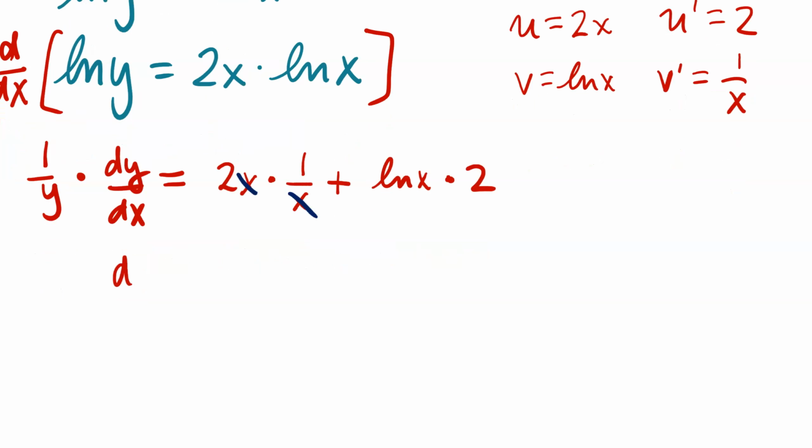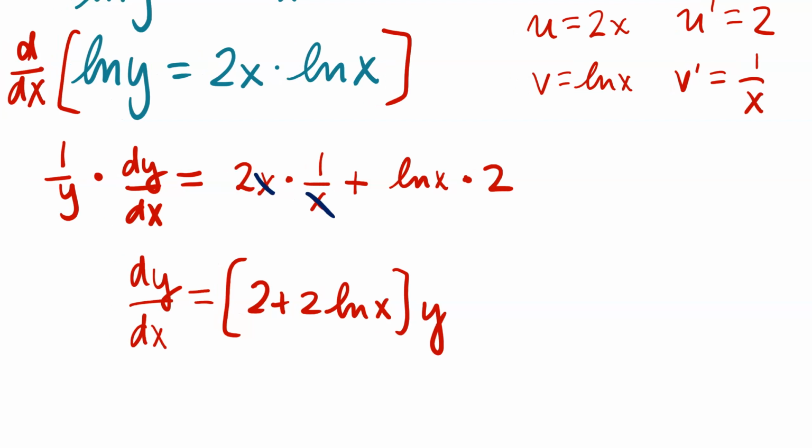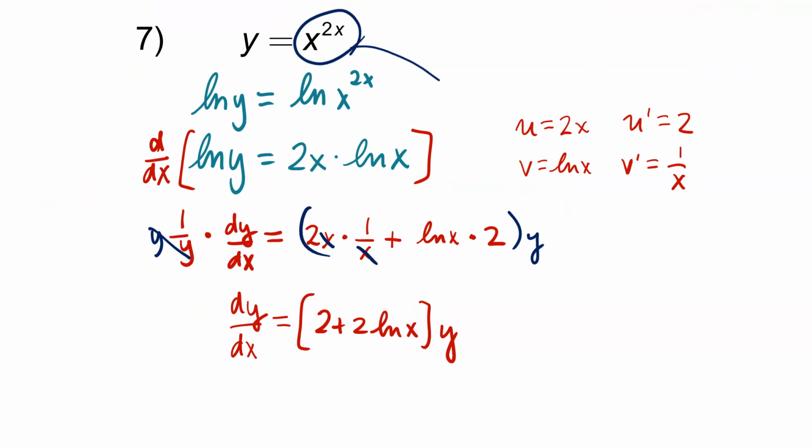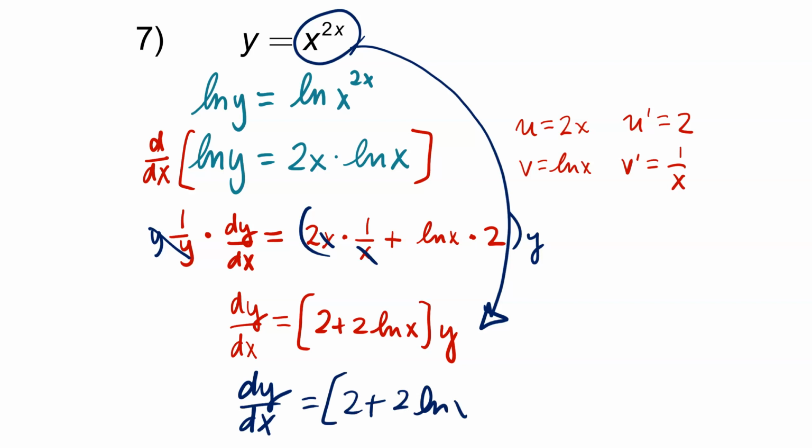To get dy dx by itself, in other words to find that derivative, I'm going to multiply both sides by y. That way it cancels out on the left. Multiply this whole side by y. Then we have to go back up, see what y was, and put it back down here. I might have done this problem for you on your paper. I'll talk about common mistakes in a moment. Let's finish this. dy dx equals 2 plus 2 ln x, and then the y is x to the 2x. Okay, and that is our answer.